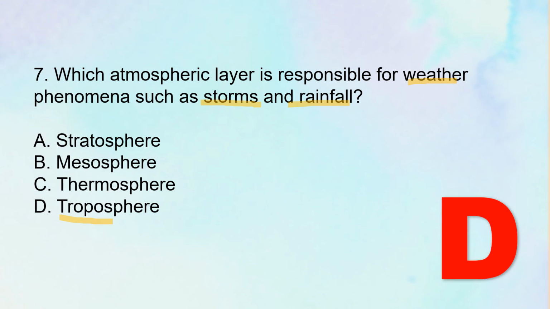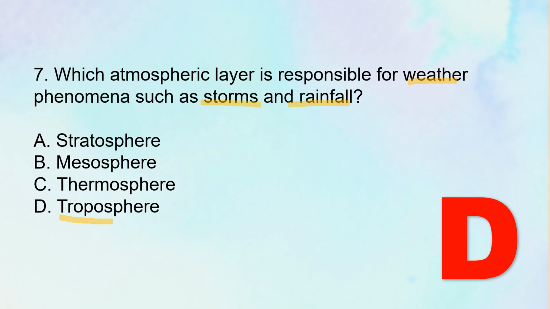And for letter A, stratosphere contains the ozone layer but does not have weather. For letter B, mesosphere is where meteors burn up but has little impact on weather.